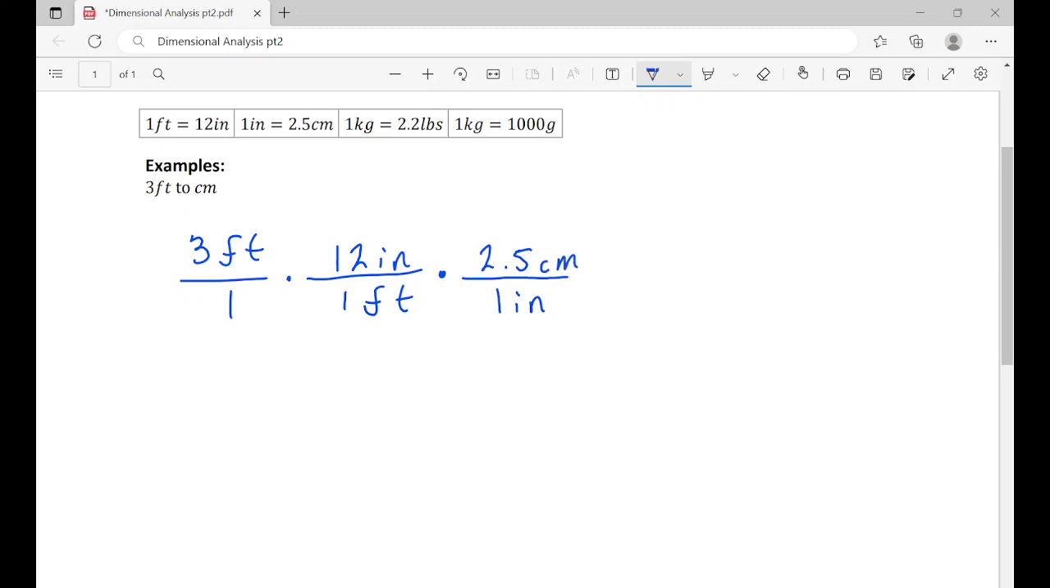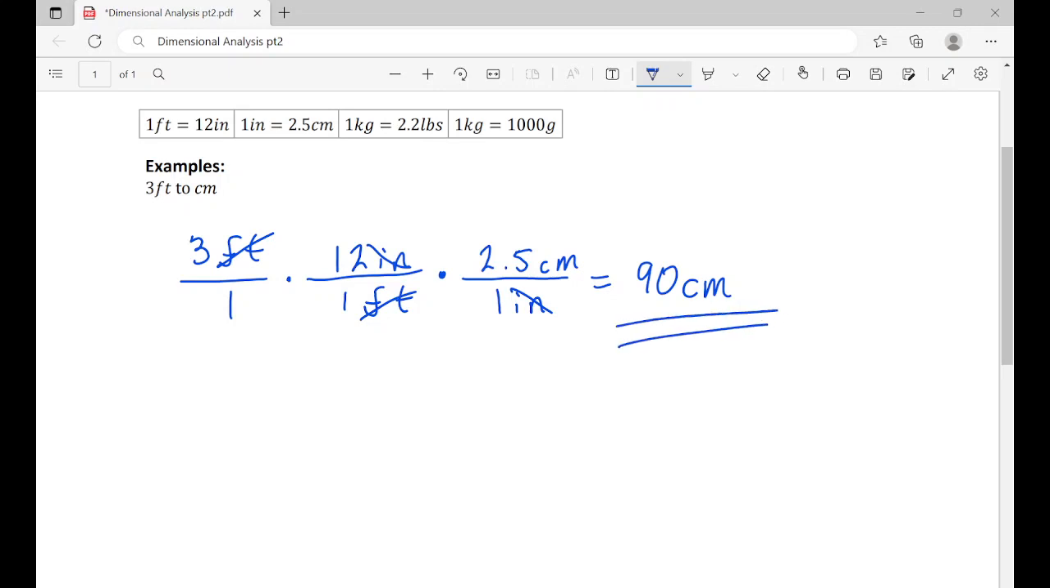Now that I have all that, I start canceling things out. So the feet cancel each other out, the inches cancel each other out, and I'm left with just one unit of measurement, which is the centimeters. So I'm just going to multiply 3 times 12 times 2.5. And when I do that, I'm going to end up getting 90 centimeters.